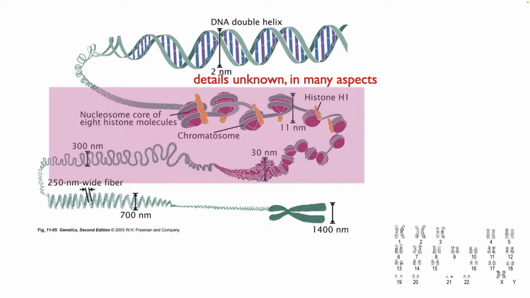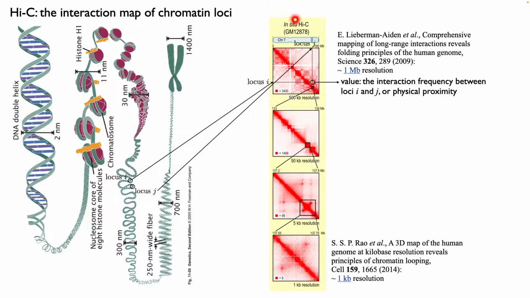works in the cell. A major breakthrough step to reveal the physical proximity between genomic sequences is this interaction map of the chromatin loci called Hi-C. This Hi-C technique provided the physical proximity, or the interaction frequency, between two chromosome loci in this matrix form. And the technology itself has recently improved enormously over a couple of years.